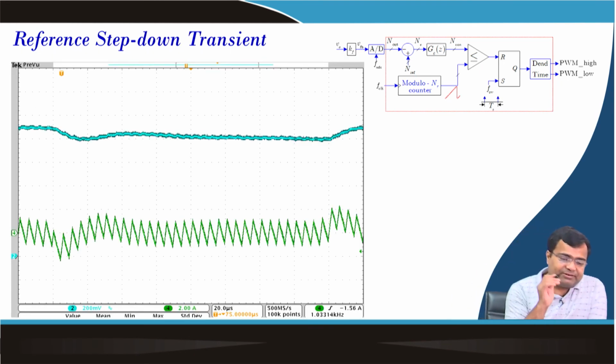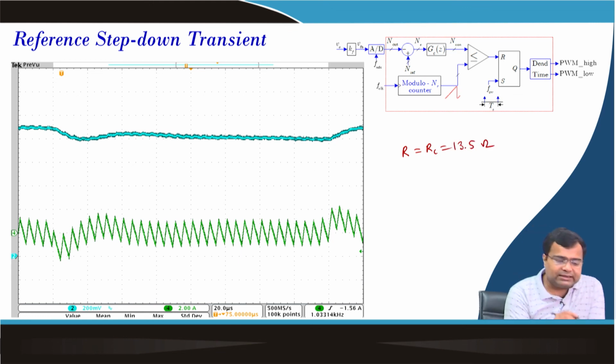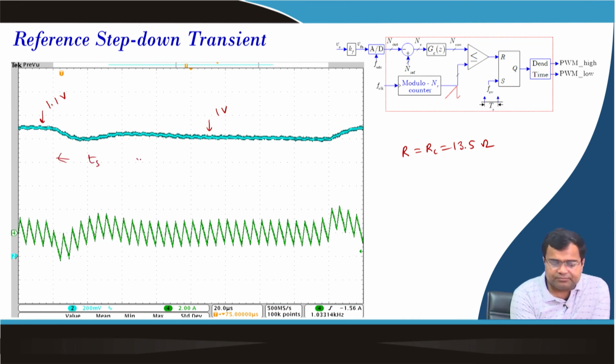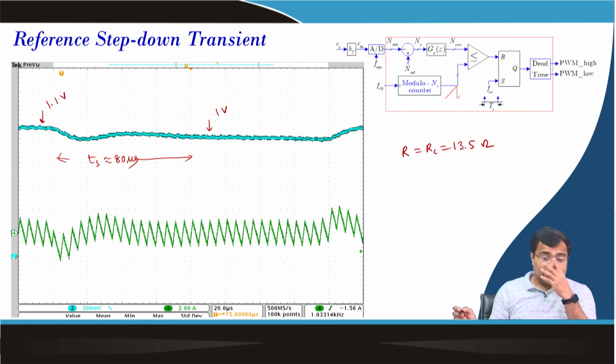Similarly, if you take the reference step down transient, for all these cases we set the load resistance to be RC equal to 13.5 ohm, and it can be shown that this is our 1.1 volt and this is our 1 volt. So, it is taking roughly 80 microsecond settling time, and there is no such undershoot as such.